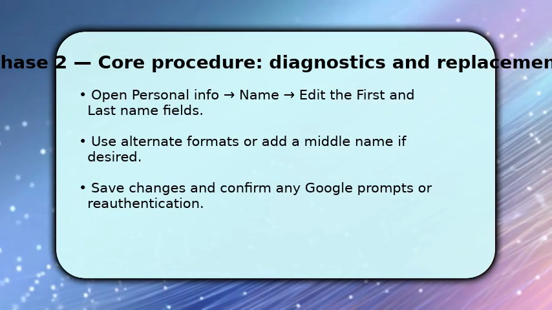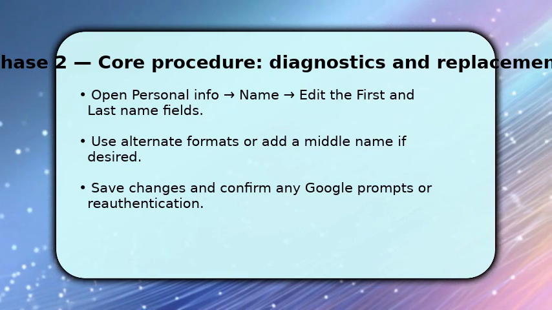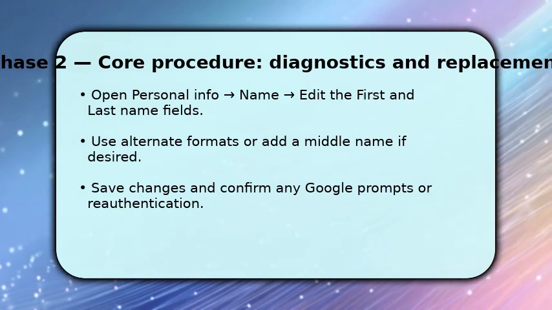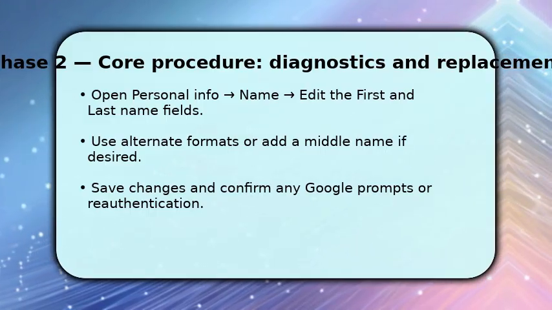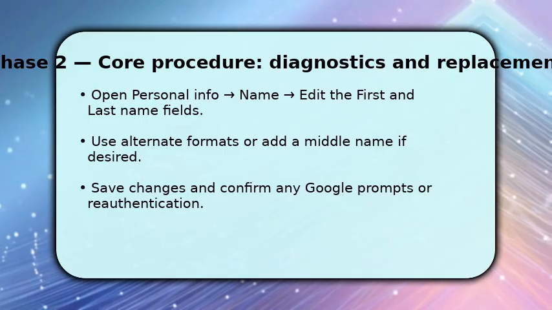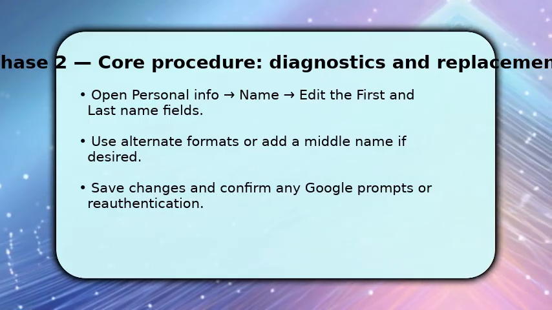You click Name, hit the edit icon, and type the new first and last name. Once done, review capitalization and spacing because this is visible to recipients. If you add a display-only label like a middle name, consider readability for email clients.